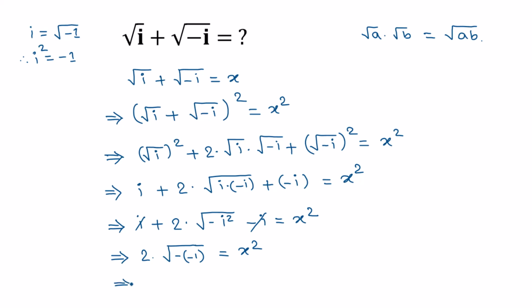Now the left side is 2 times square root of negative times negative 1, this is positive 1, is equal to x square. Now the square root of 1 is 1, so the left side is 2 times 1, is equal to x square on the right side. Or 2 times 1, this is 2, is equal to x square.